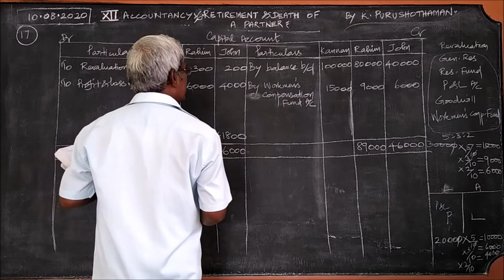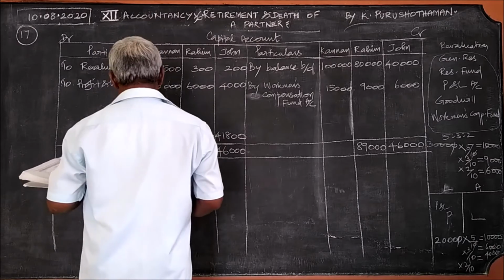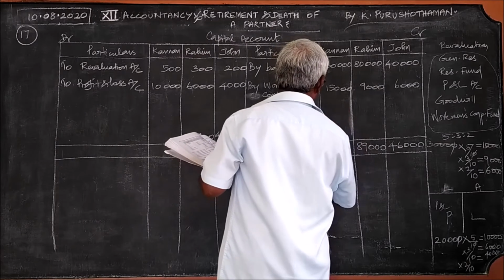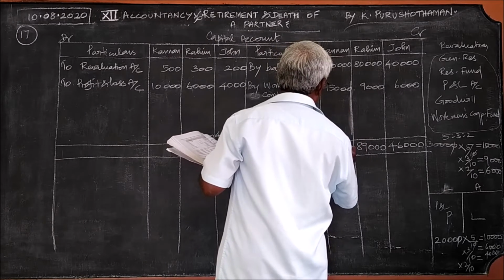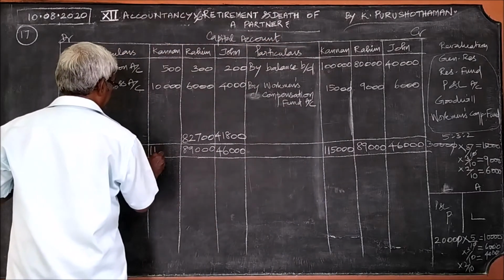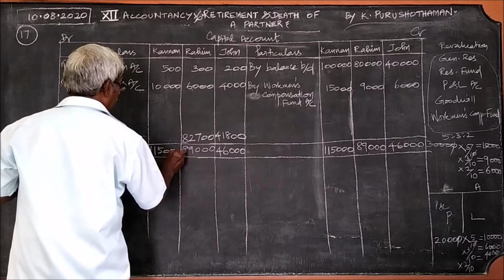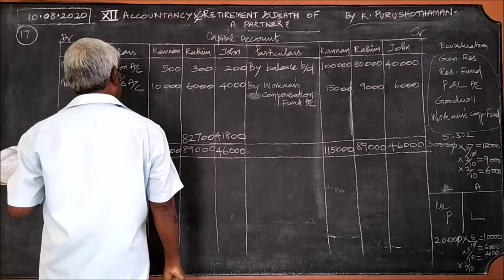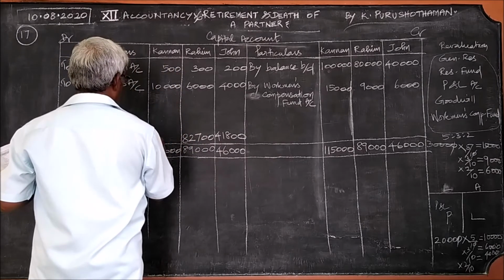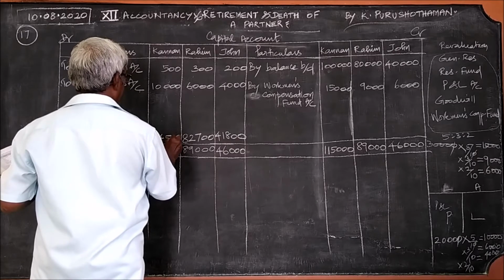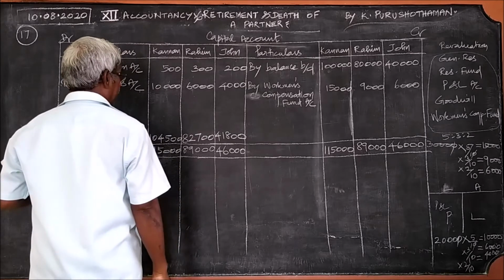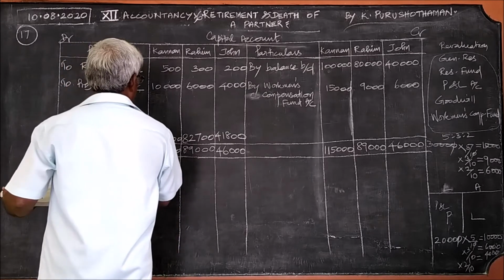Kannan. What is Kannan's balance? This is 1 lakh, this is 15,000, so 1,15,000. So we can write 1,15,000 here. We have completed. Here it is 10,500. If you minus it, you will get 1,04,500. We have found the answer.